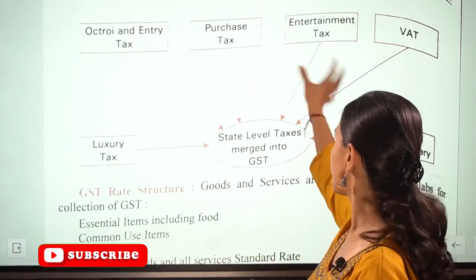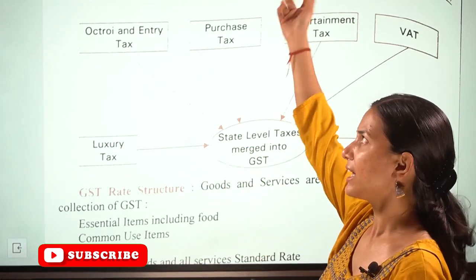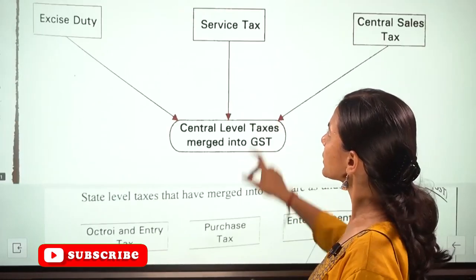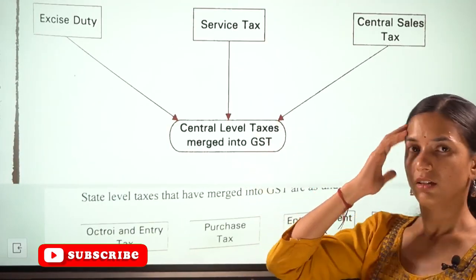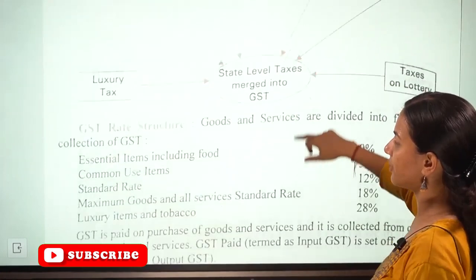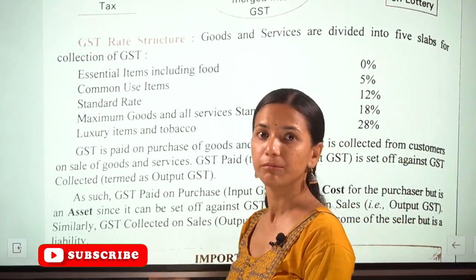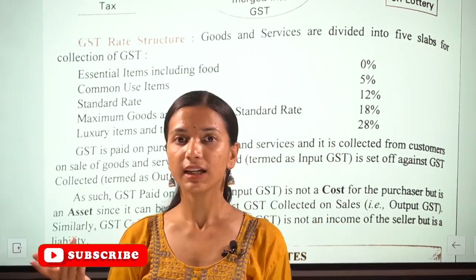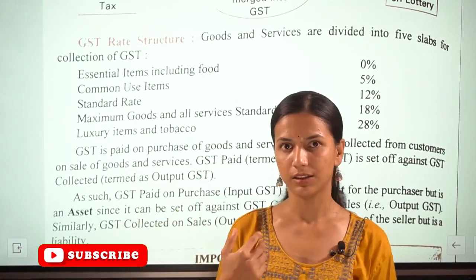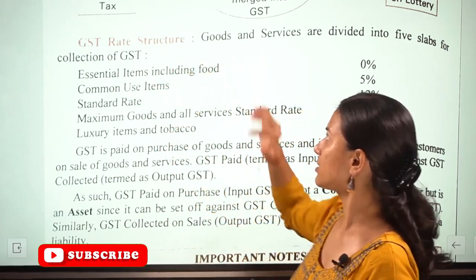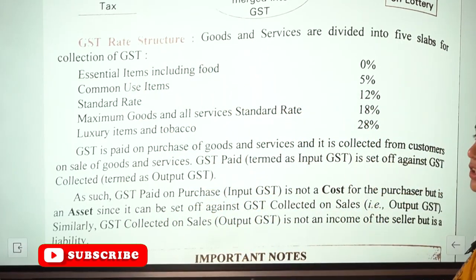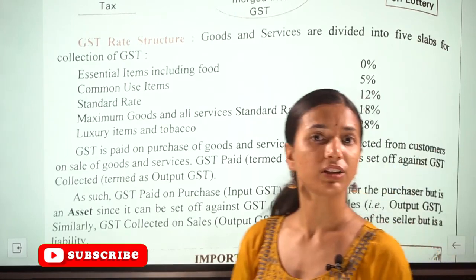Okay, so these have been merged into state level GST, and that has been merged into central level GST. These are the different taxes that used to operate, but now we have only one tax, that is GST. So, GST rate structure. What is the GST rate structure? Because the taxes are not equal on every commodity.